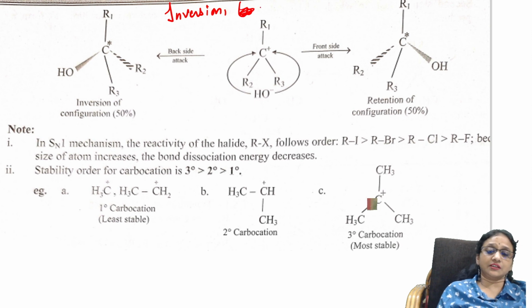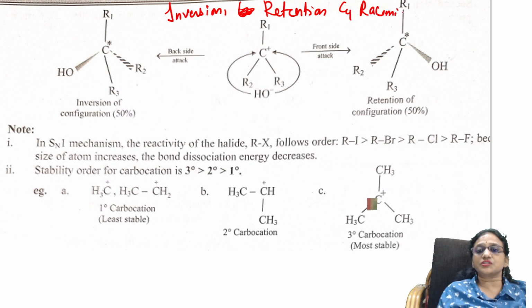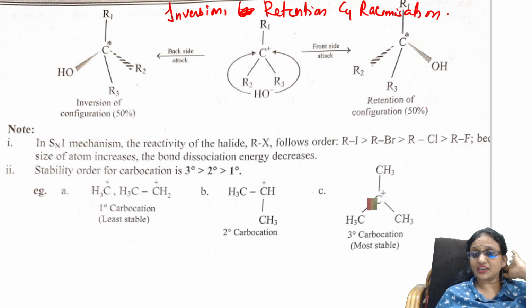Rather, if I have to say inversion, retention, and racemization. Inversion, retention, and racemization. Yes. So the concept here: if you have an attack from the front side, you will get retention of configuration. If you have an attack from the back side, you have inversion of configuration. Correct, students? So inversion of configuration is observed in SN2. Retention of configuration is observed in SN1.